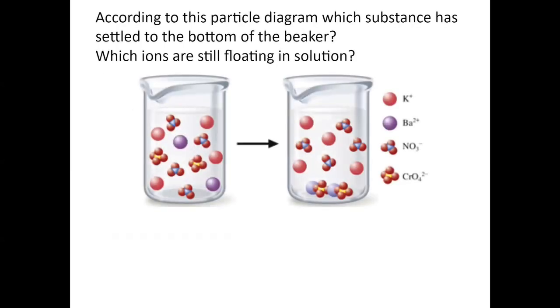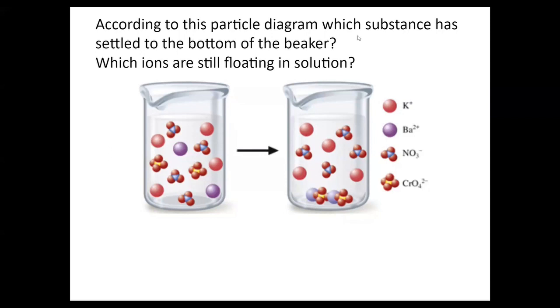Let's say we were asked to diagram this. Basically, what we're asking is, when you mix a couple of things together, how do you figure out what's going to settle to the bottom and which ions are still floating around? Look at the key on the right side. We've got the red spheres that are potassium ions. The purple spheres are barium. The cluster of 1 blue and 3 reds, that's nitrate ion. And the cluster that's 1 yellow and 4 red, that's chromate.